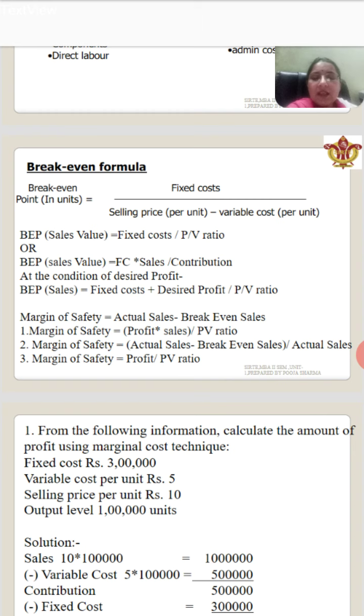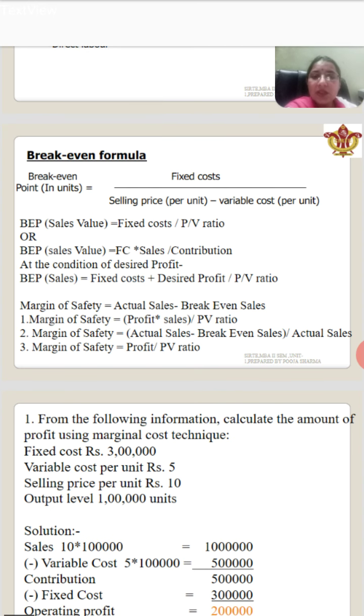BEP in sales can also be calculated by fixed cost multiplied by sales divided by contribution. Contribution we can calculate with the help of the sales and variable cost. When we deduct variable cost from the sales amount, the difference is known as the contribution.